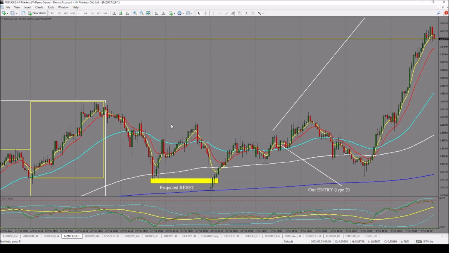NZDCAD actually offered us a very beautiful entry pattern in line with our determined bias. As we all know, on this channel we trade using the market maker method, and we have a full advanced course on that particular trading system.